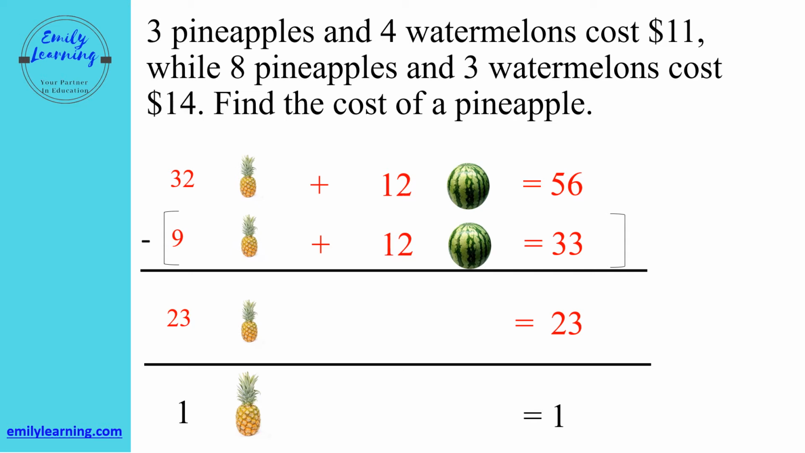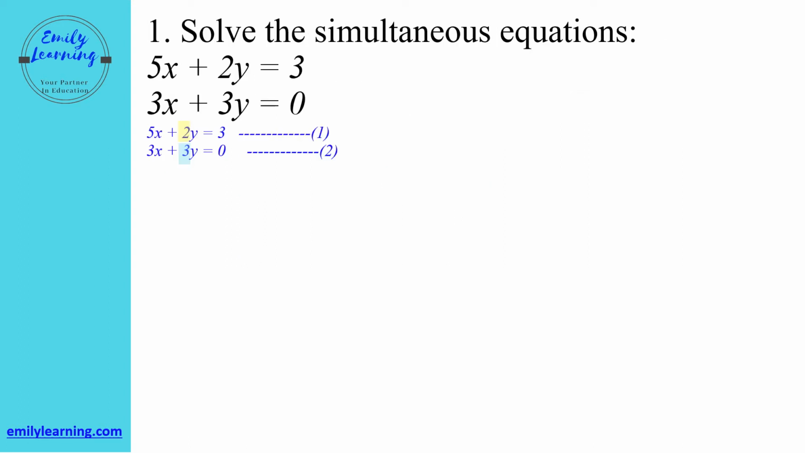We don't write it as simultaneous equations. We write it as pineapples and watermelons. But effectively, what we are doing is actually solving simultaneous equations using the elimination method. So now let's look at it in x and y, and I'll show you how to solve it and present your answer. In the first question, you have 5x plus 2y equals 3 and 3x plus 3y equals 0. So let's label these two equations, equation 1 and equation 2.